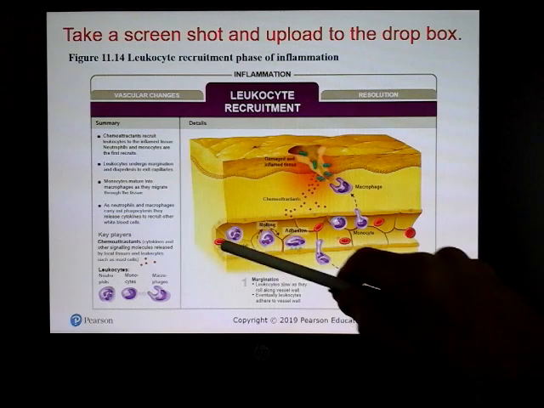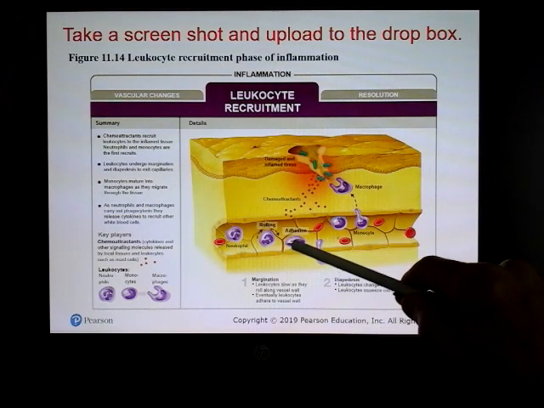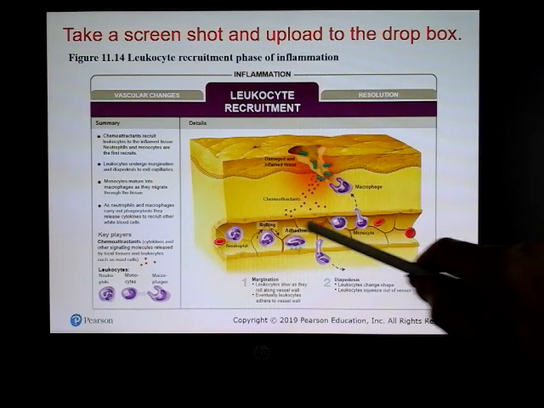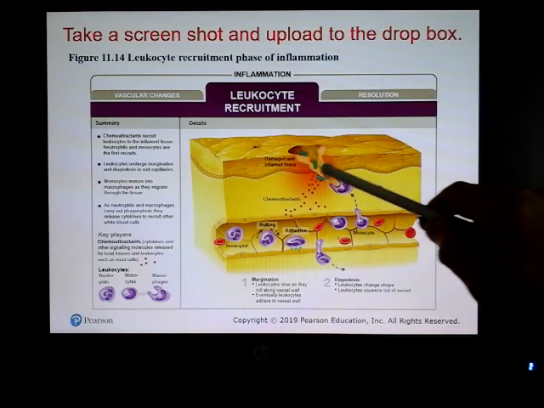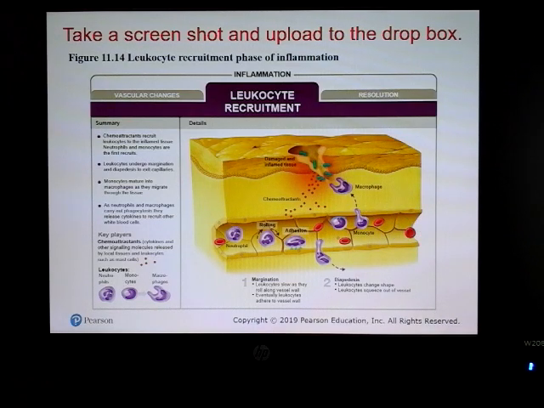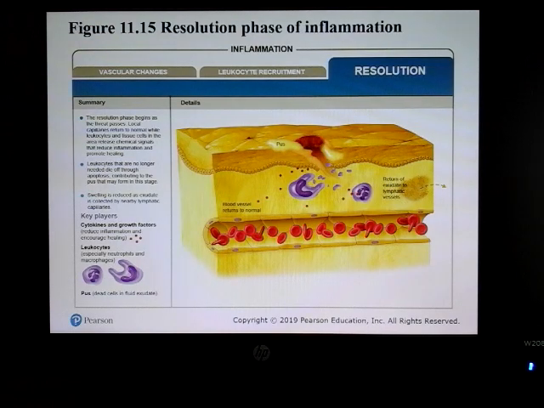So here's an example. They start to line up, so that's margination, and then when they squeeze through to get to the microbes, that's diapedesis. Okay, and then eventually everything heals up and your skin will eventually go back to normal.